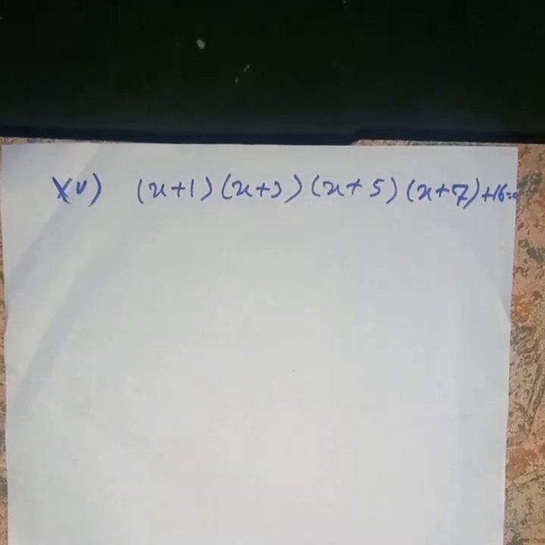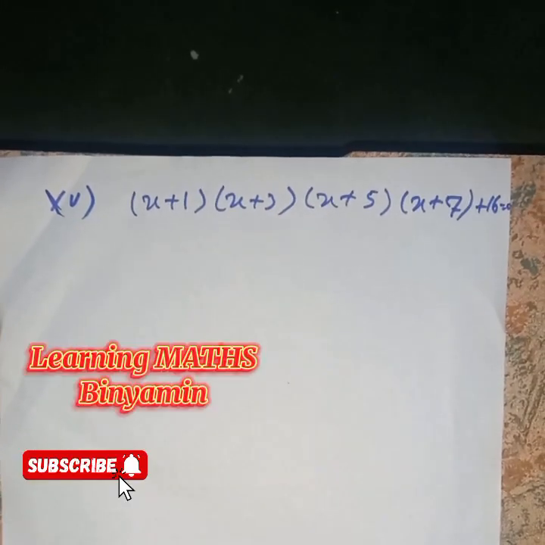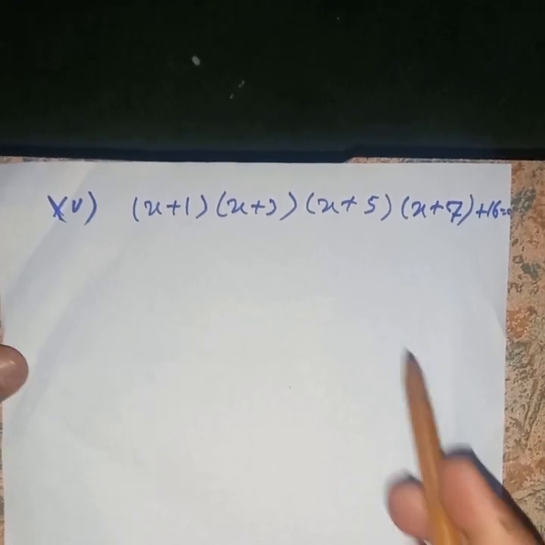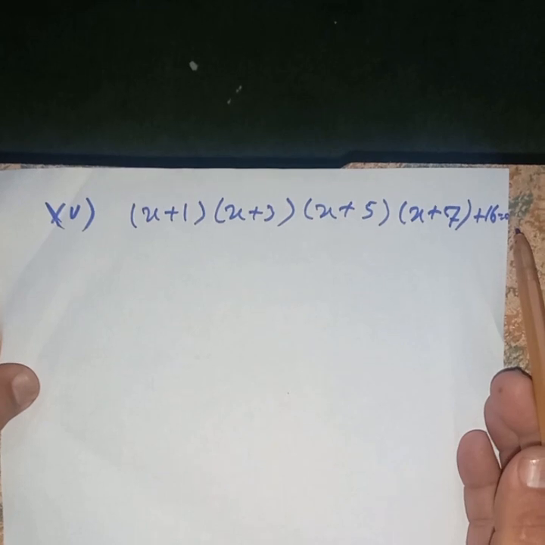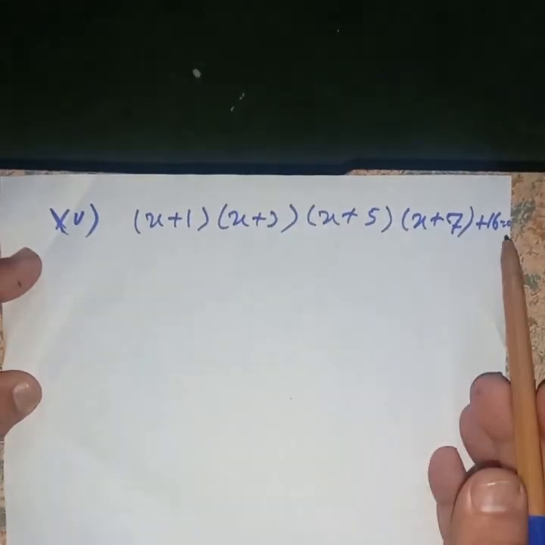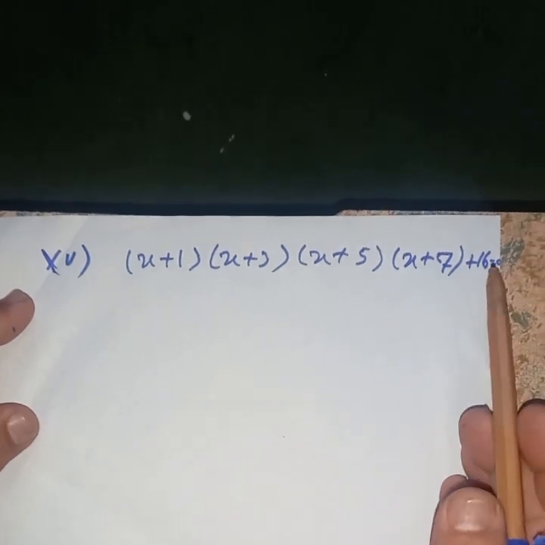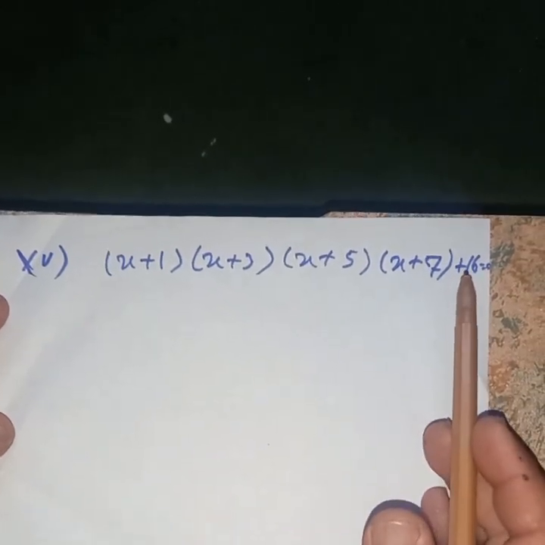Assalamu alaikum dear students. Now this is the last special type of the quadratic equation. When you get this type of quadratic equation or mathematical expression, whatever you say, because there is an equality sign, we will say mathematical equation.